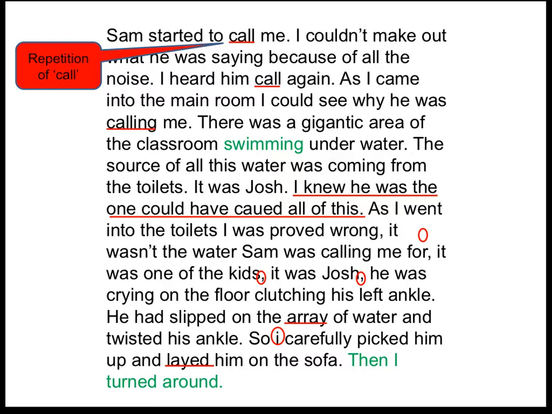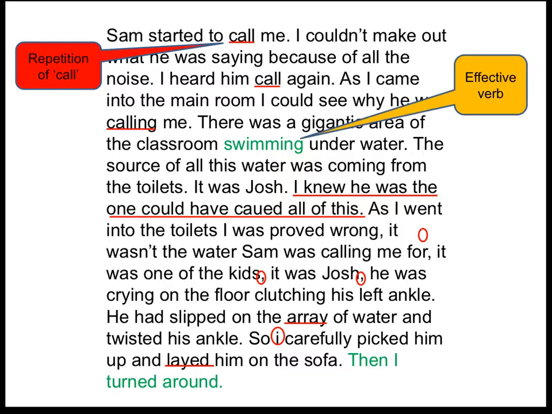There was a gigantic area of the classroom swimming underwater. The source of all this water was coming from the toilets. It was Josh. I knew he was the one who could have caused all of this. As I went into the toilets, I was proved wrong. It wasn't the water Sam was calling me for. It was one of the kids. It was Josh. He was crying on the floor, clutching his left ankle. He'd slipped on the array of water and twisted his ankle, so I carefully picked him up and laid him on the sofa. Then I turned around.